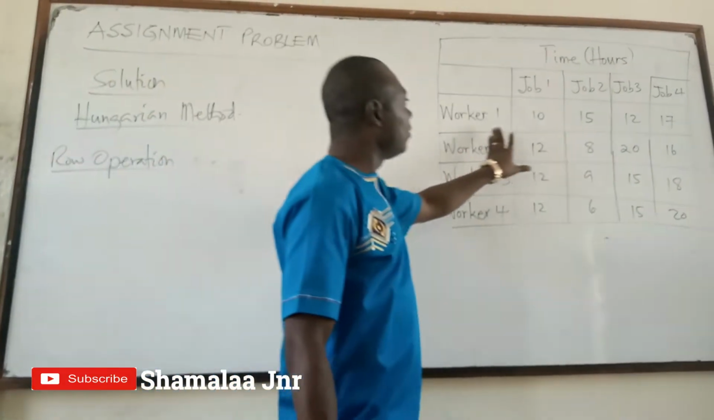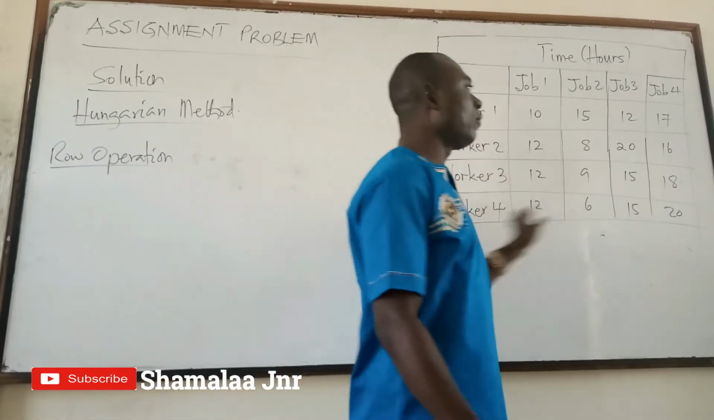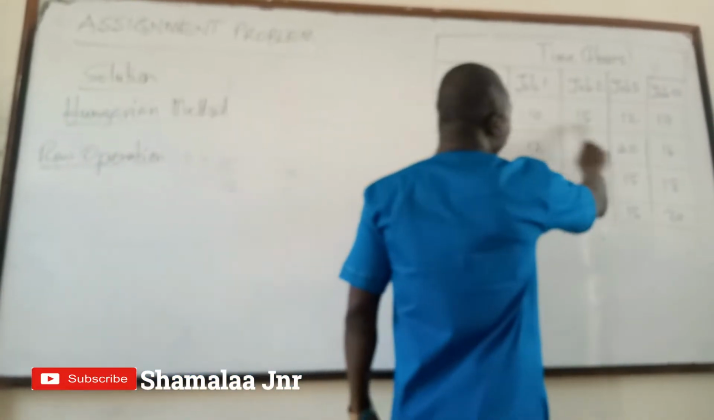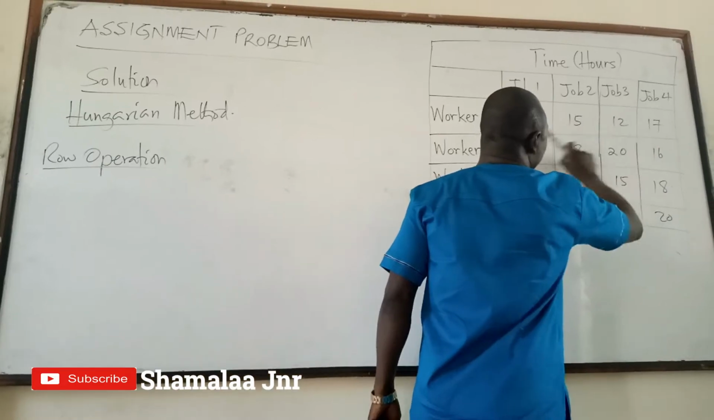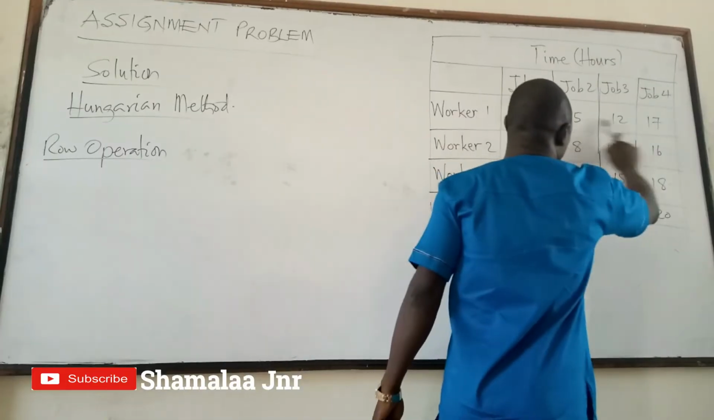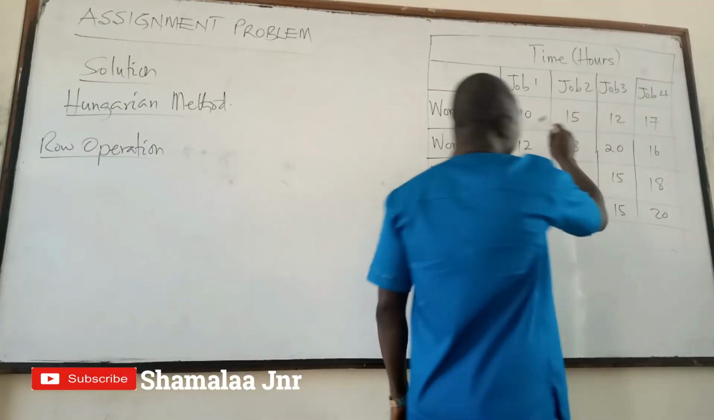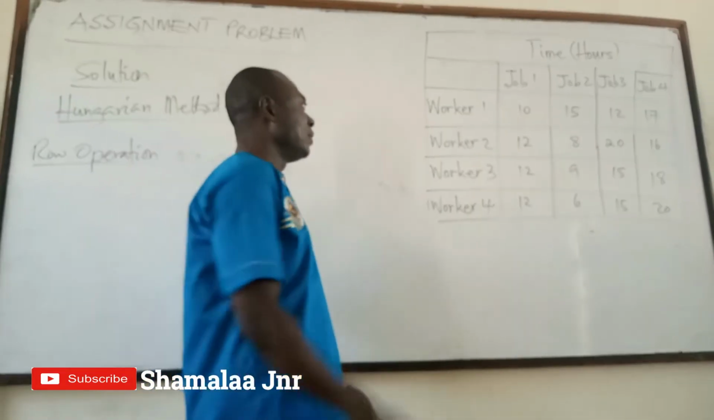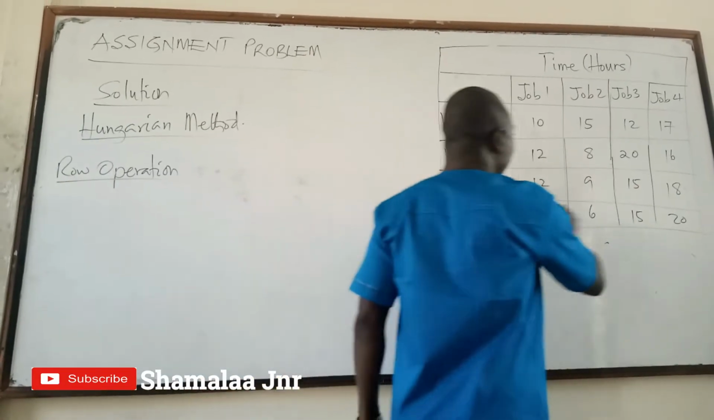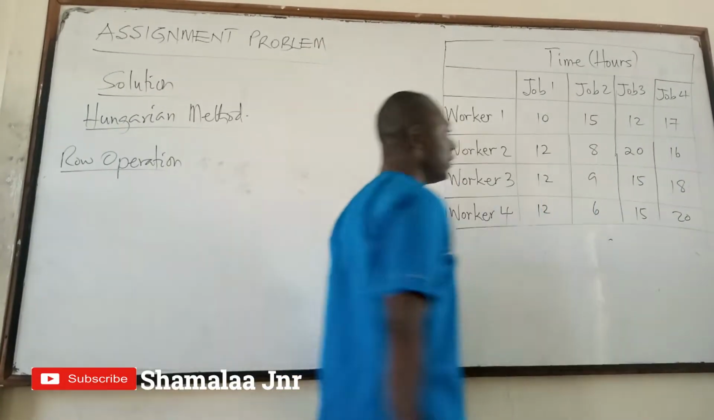Now the row operation, this is what you do. You look at the table that has been given to us. You see that this is the first row, second row, third row, fourth row. For the row operation, you look at the first row and identify the smallest number in that row. The smallest number in this row is 10. The smallest number in the second row is 8. The smallest number in the third row is 9. And the smallest number in the fourth row is 6.